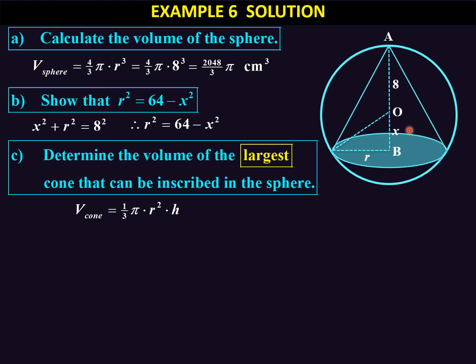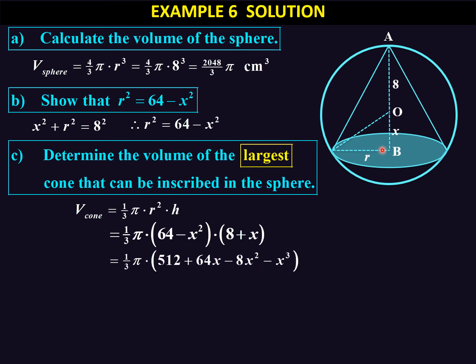So we're going to use the volume of a cone. That's a formula given. You can see we have the R, there's the R, and the H. What is the H measurement? 8 plus x, not 8x, 8 plus x. We expand that, and this is what we get after expanding. Now we're ready to differentiate.